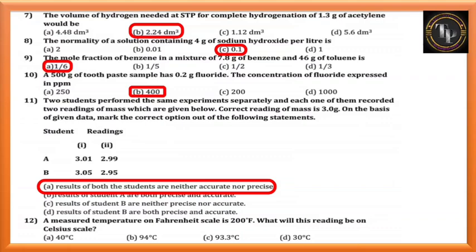A measured temperature on Fahrenheit scale is 200 degree Fahrenheit. What will this reading be on Celsius scale? If you want to convert degree Fahrenheit into Celsius, what do you have to do? 93.3 degrees Celsius you will get, guys. So you know that the formula is already given in the video on some basic concepts of chemistry. If you have not seen that, the video's link is given in the description. Please go through that.